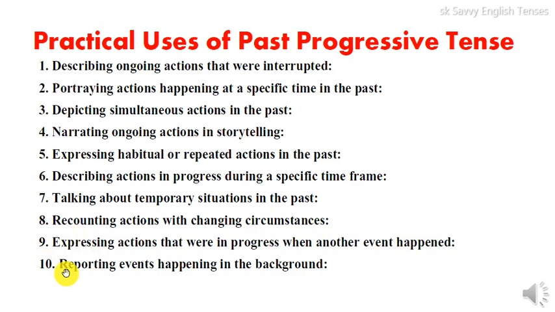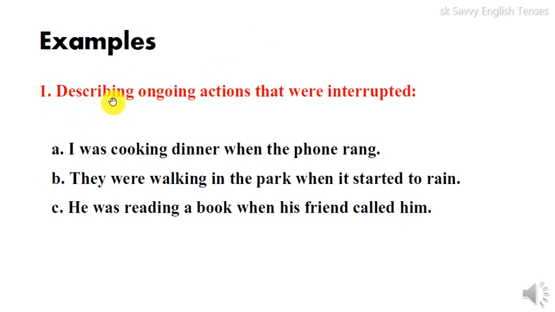Okay, let us give examples of the real life uses of the past progressive tense. Number one is describing ongoing actions that were interrupted. For example, I was cooking dinner when the phone rang. They were walking in the park when it started to rain. He was reading a book when his friend called him.